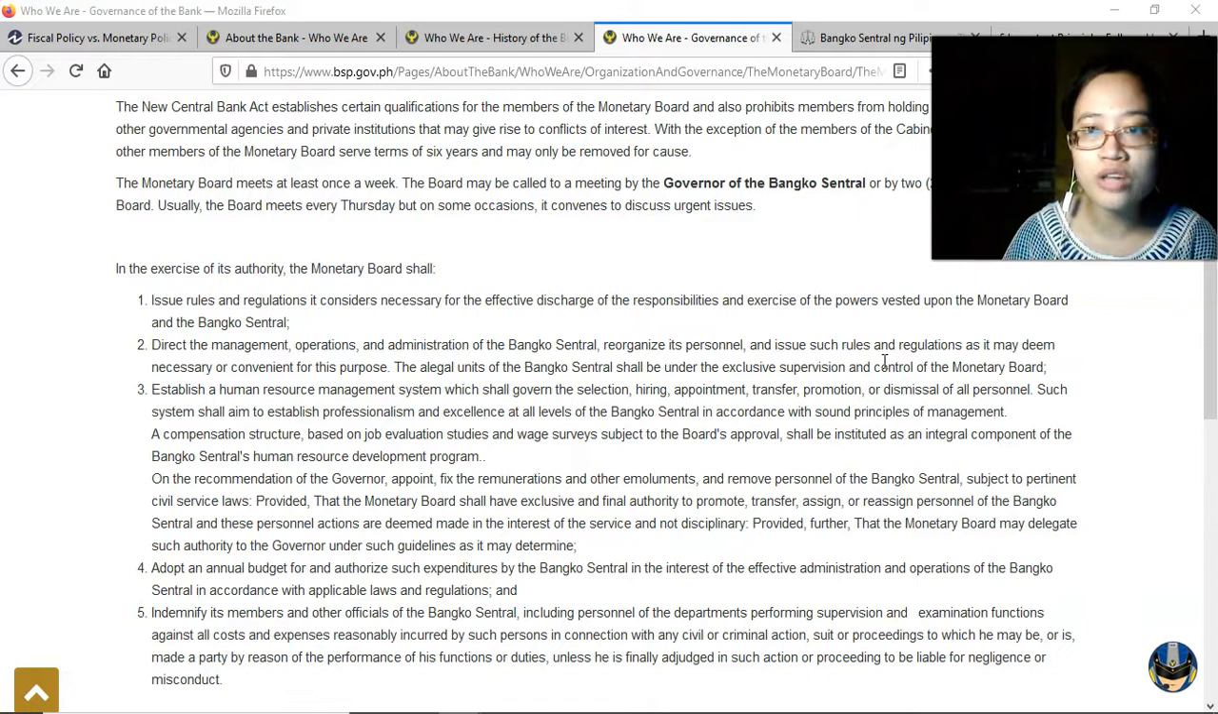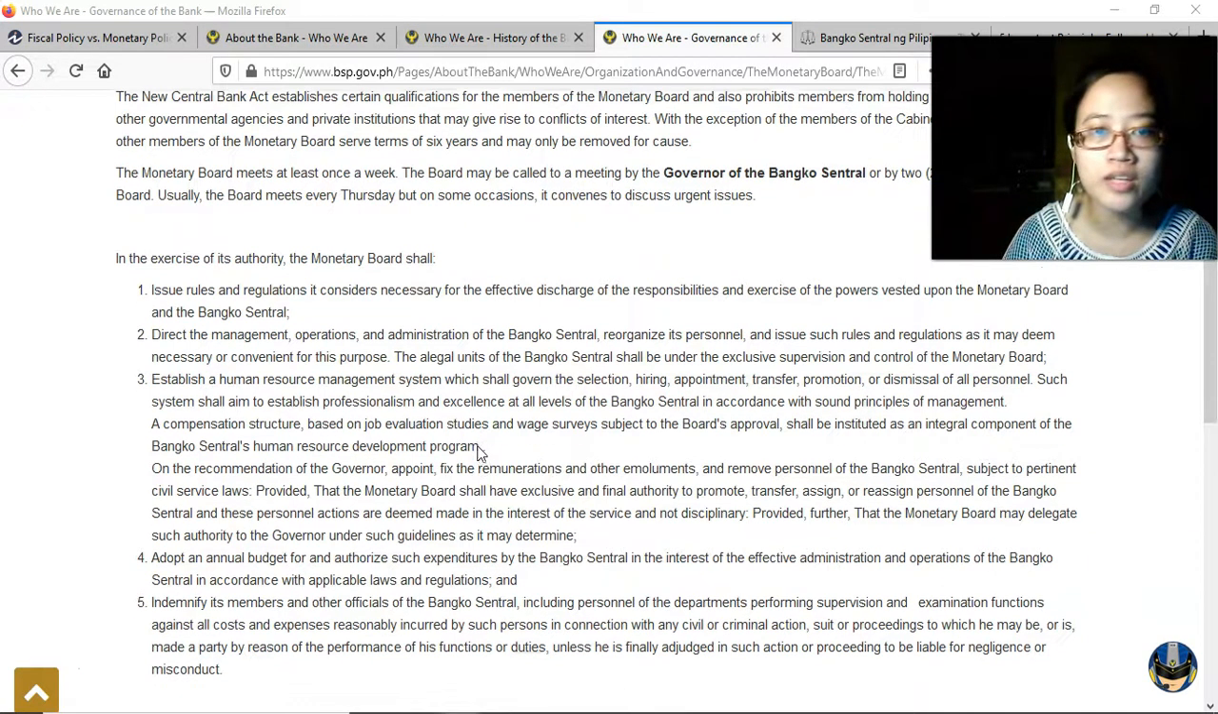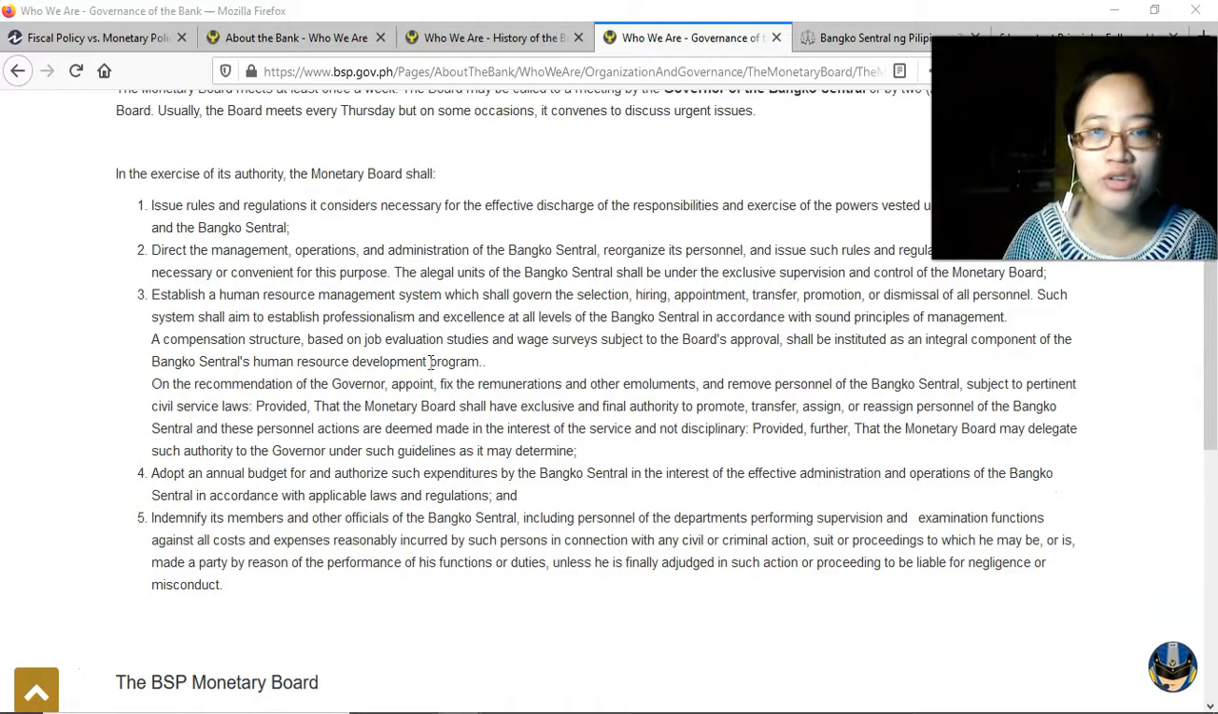Reorganize its personnel and issue such rules and regulations as it may deem necessary or convenient for this purpose. The legal units of the Bangko Sentral shall be under the exclusive supervision and control of the monetary board. Thirdly, establish a human resource management system which shall govern the selection, hiring, appointment, transfer, promotion, or dismissal of all personnel. Such system shall aim to establish professionalism and excellence at all levels of the BSP in accordance with sound principles of management. Okay. And then a compensation structure based on job evaluation studies and wage surveys, subject to the board's approval, shall be instituted as an integral component of the Bangko Sentral's human resource development program.